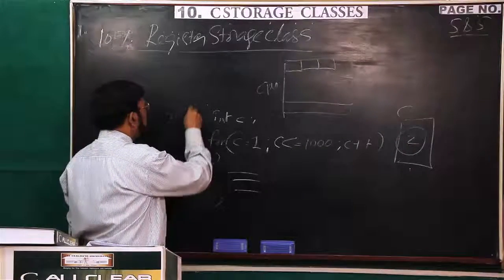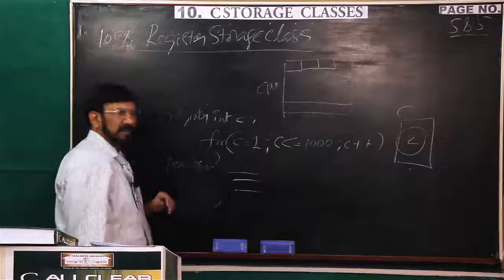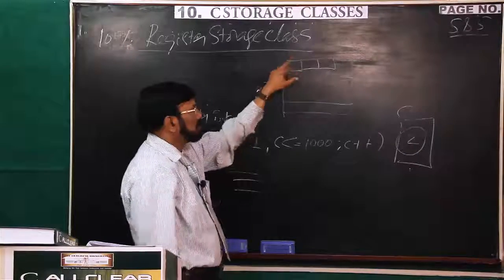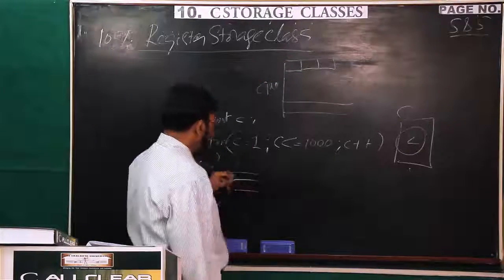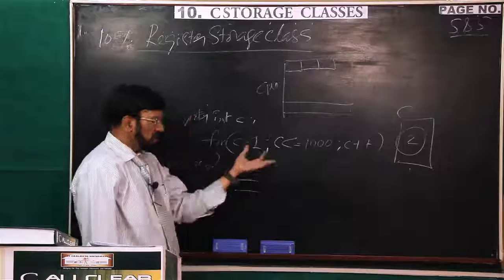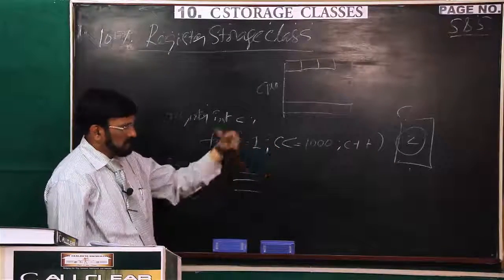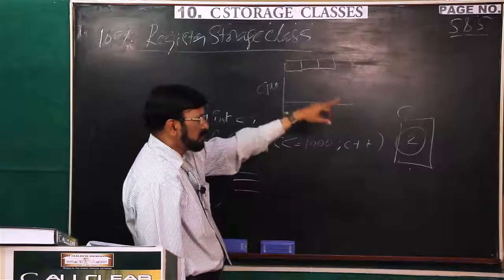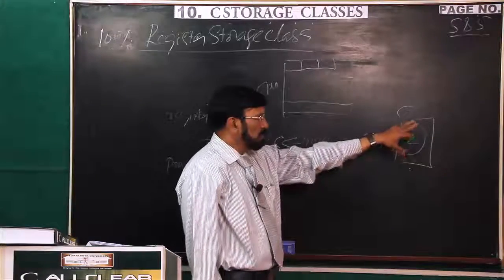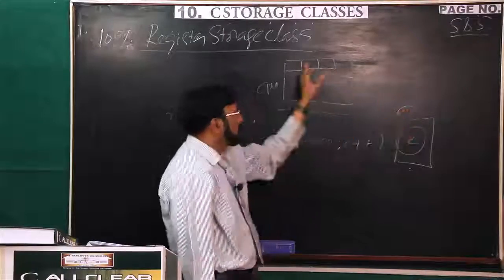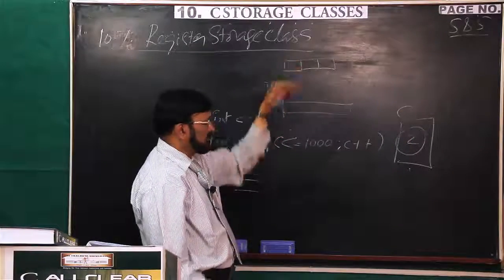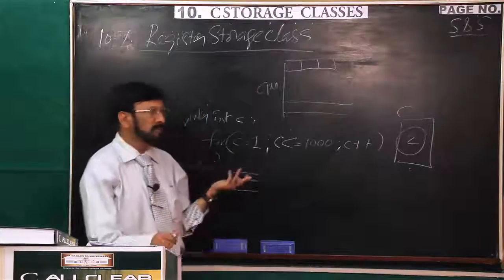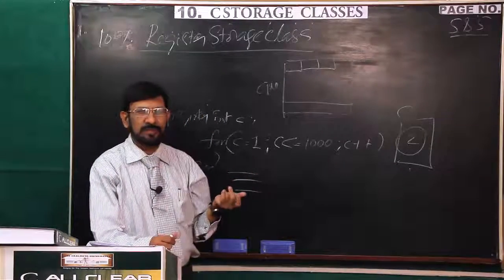Then, if you declare it as register, it may be stored here in the CPU registers. What happens in this type of case? Frequent updations are required, and the updation is made here only. The control need not go to RAM. Updations can be made here, so the overheads are reduced and the program is executed faster.